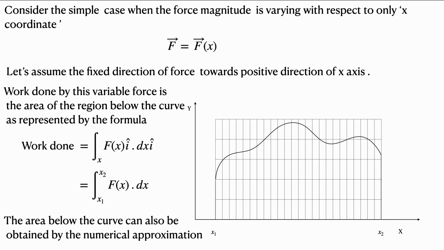Consider the simple case when the force magnitude is varying with respect to only the x coordinate. So we can write vector F equals vector Fx. Let's assume the fixed direction of force towards the positive direction of the x-axis. Work done by this variable force is the area of the region below the curve as shown in the figure. So we evaluate the work done by integrating vector F dot dx, and we obtain the formula as the integral from x1 to x2 of Fx dx. The area below the curve can also be obtained by numerical approximation, and this method can be used to evaluate the work done numerically.